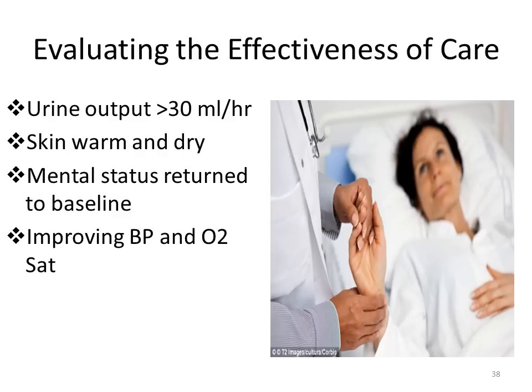Okay, and now finally, evaluating the effectiveness of our care, we are looking to see, do we have a mean arterial pressure greater than 65? Is the lactic acid better? Is it improved? Is the skin warm and dry? Is the urine output greater than 30? Is the BUN and creatinine getting back in line? Is blood pressure and O2 sat improving? Have they returned to the baseline of their mental status? These are all things that we can do to evaluate the effectiveness of our care.